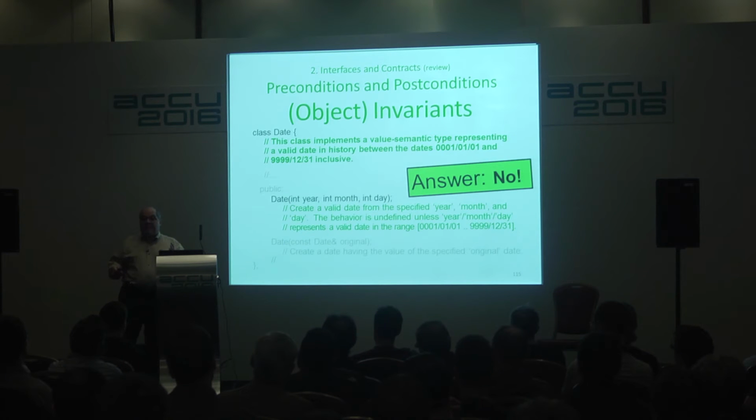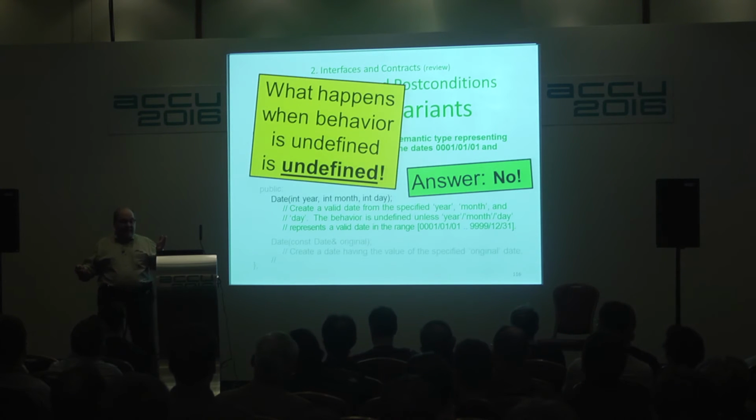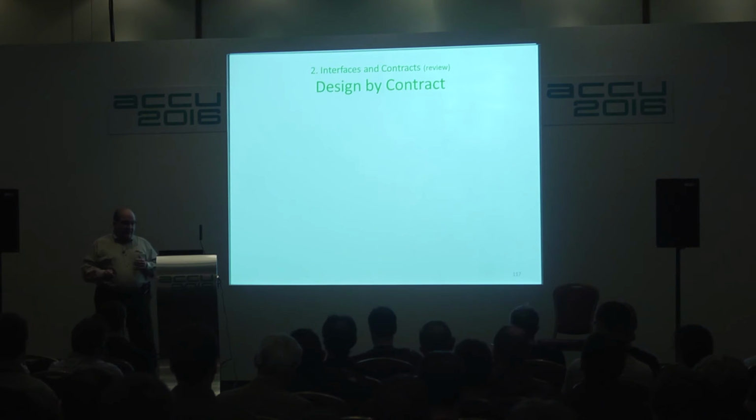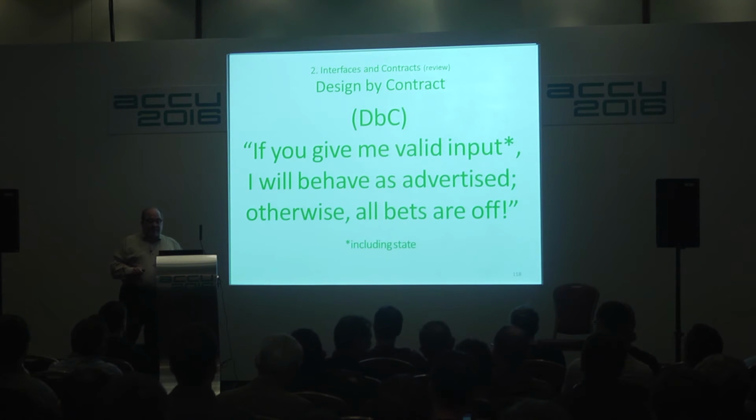So since it's not always necessary to do, let's keep an open mind and say it's not necessary to do. We have to rely on the client to call the function properly. And that is the way things happen. And when behavior is undefined, it really is undefined. Anything could happen. Turns out that works out very much to our advantage, which we'll talk about a little bit more. So design by contract. If you give me valid input, I will behave as advertised. Otherwise, all bets are off.